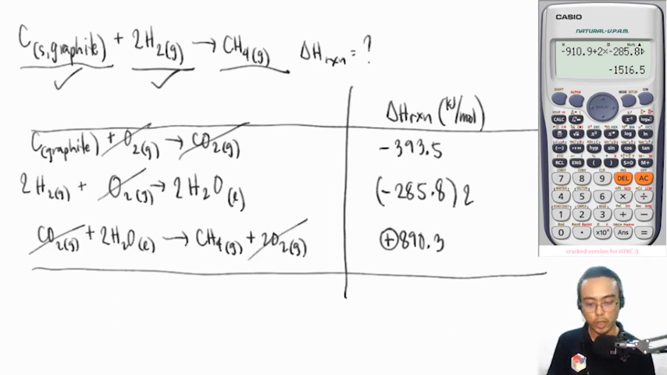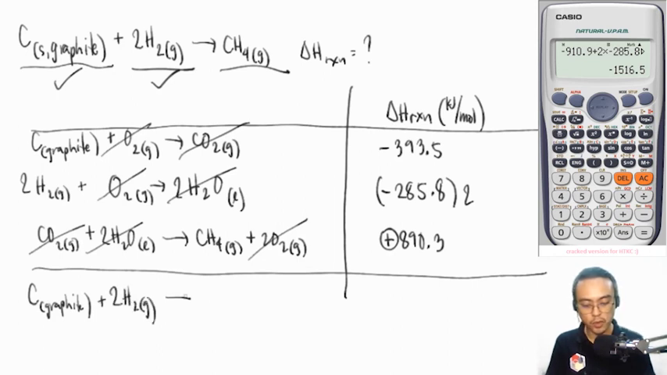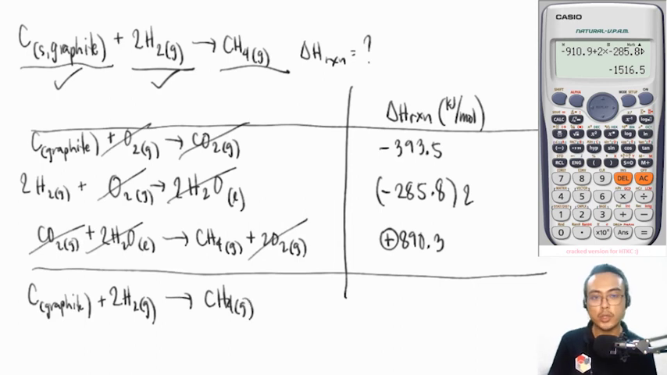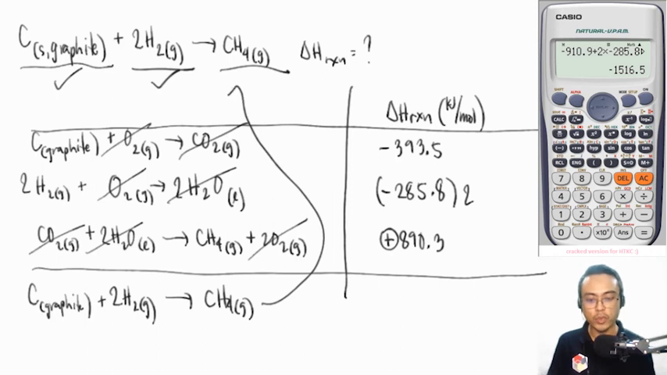Last one, water. Let's take a look at water. For the second equation, you have 2 moles of water on the product side. On the third equation, you have 2 moles of water on the reactant side. That again cancels out. We no longer have things to cancel out, so let's add the remainders. So we now have carbon, graphite, plus 2H2 gas yields CH4 gas. Now the question is, is this resultant equation the same as our unknown equation? The answer is yes. They match.